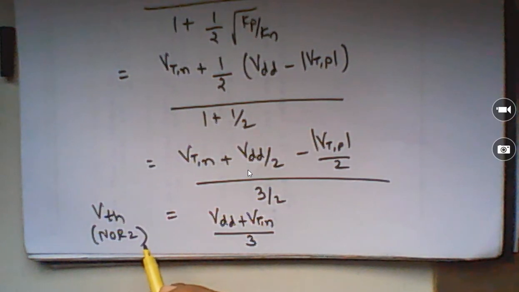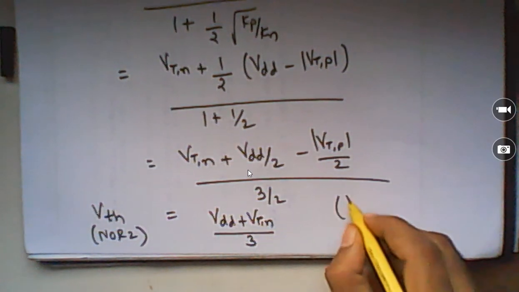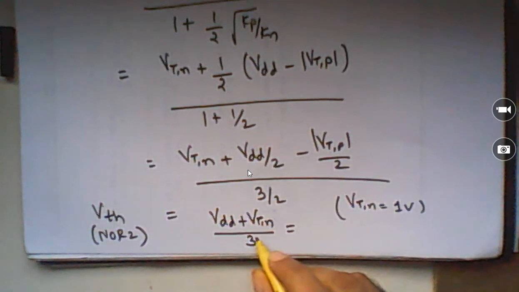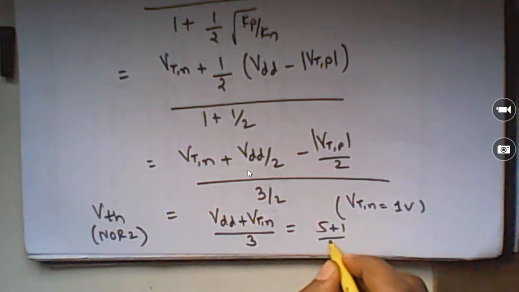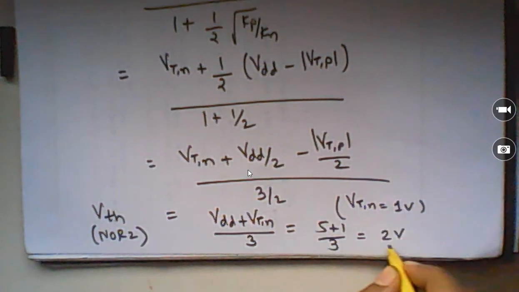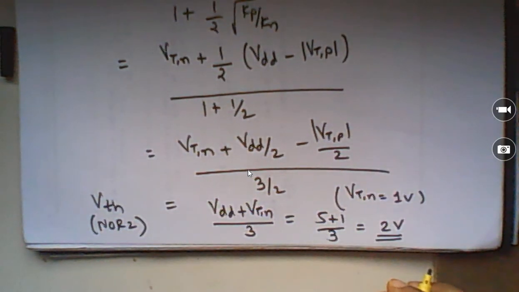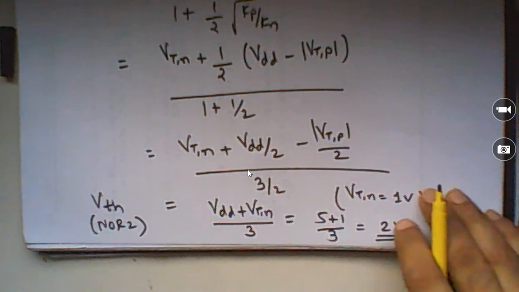If we take the value of VTN and VTP equal to 1 volt, then it goes to 5 plus 1 divided by 3, which will be 2 volt. So if we compare the switching threshold of the inverter and the switching threshold of the NOR gate, it is different, right? To make the switching threshold voltage equal, we require the equivalent Kp equal to Kp by 2, and the equivalent Kn equal to 2Kn.